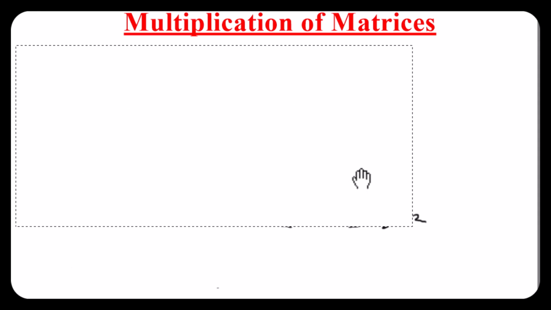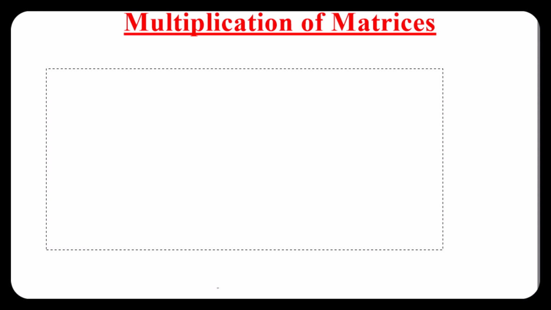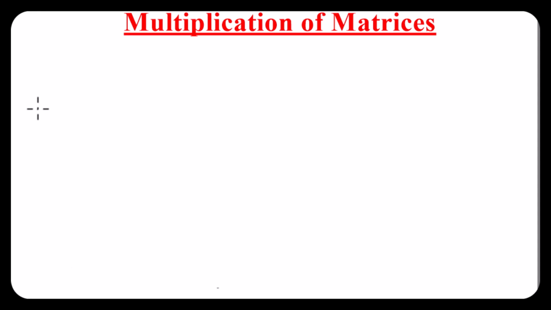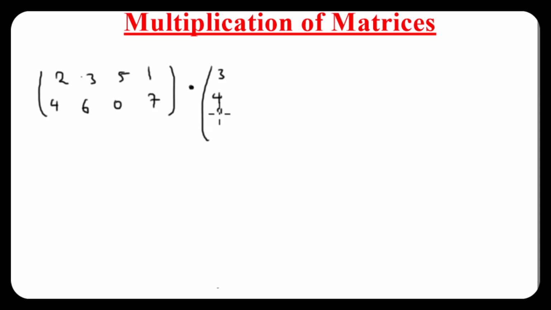Okay, so one more example. What if I'm given this matrix of this order? Let's say I'm given 2, 3, 5, 1, 4, 6, 0, 7, and then we have to multiply this matrix with 3, 4, 2, 9. Okay, so can we multiply these two matrices together? Let's say this is matrix A and this is matrix B.